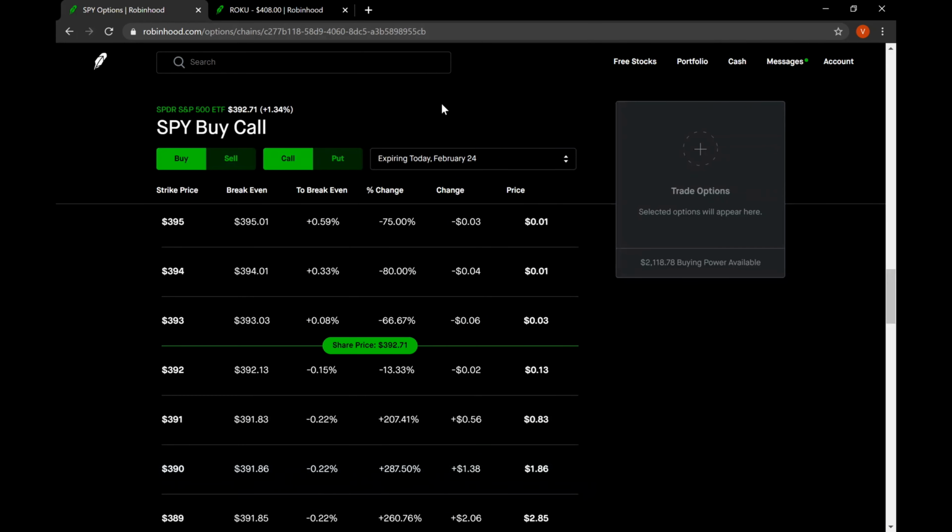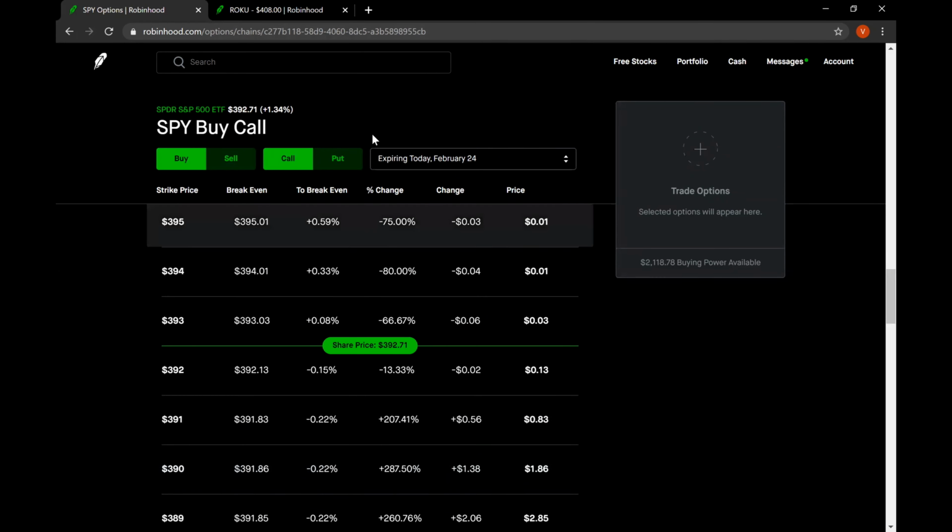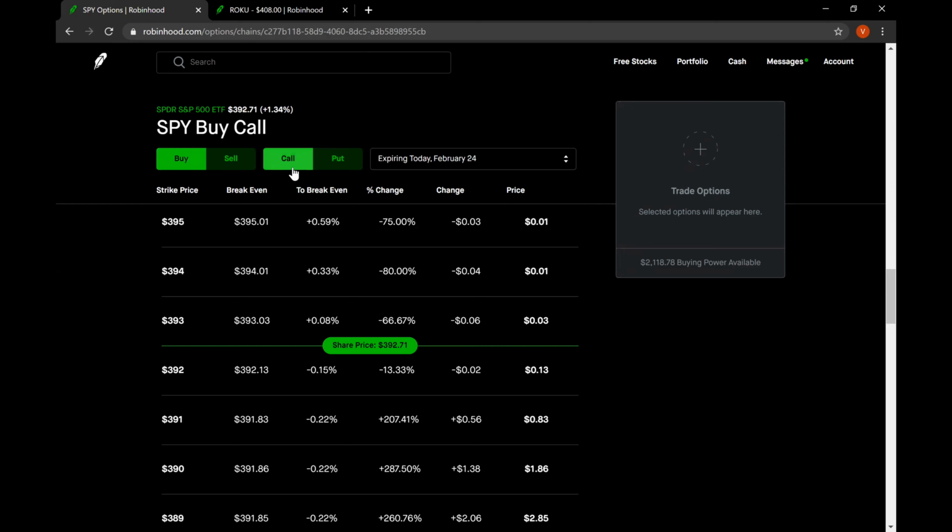I'm just going to talk to you guys about what the different buttons are real quick. So we have the buy, we have the sell. You can toggle between them. You have the call option, and then we have the put option. And then on the right-hand side, we have the expiration dates. So for SPY, the closest expiration date to us is the 26th, which is on Friday.